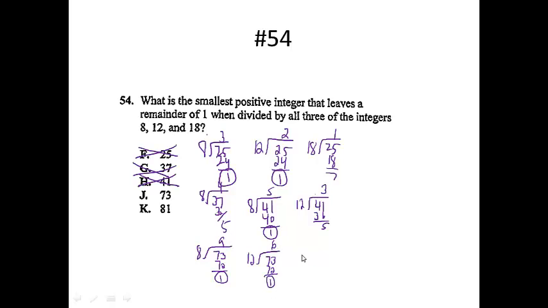We get a remainder of 1. This might be it, folks. And then 18 into 73 actually goes in 4 times, and we get a remainder of 1. So this is the smallest one that has a remainder of 1, choice J.